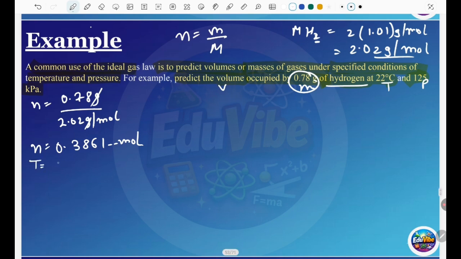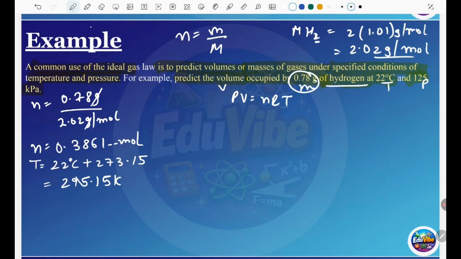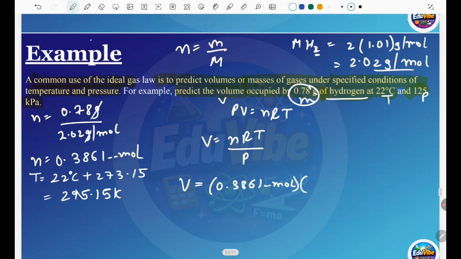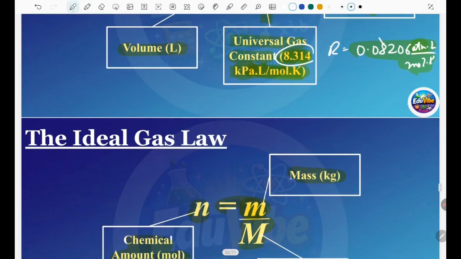Temperature also should be in Kelvin. So 22 degrees Celsius plus 273.15 gives about 295.15 Kelvin. Now the formula is PV equals nRT, and you have to find the V. So V is nRT divided by P. What is n? 0.3861 moles. And since you have a pressure in kPa, you can use 8.314.